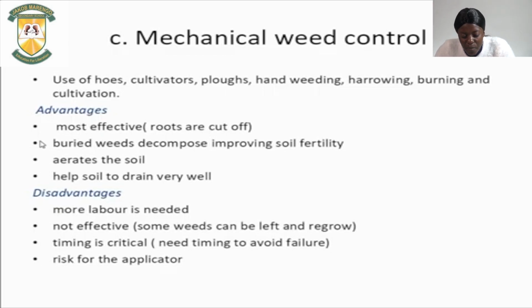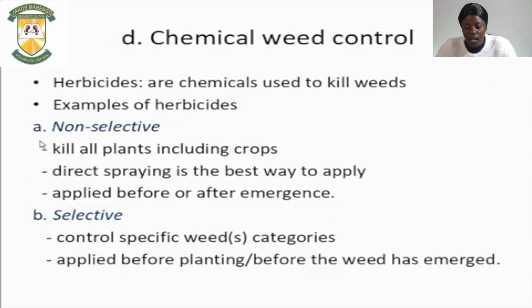Another disadvantage is timing is critical. This simply means that if the farmer fails to time when to remove the weeds in the field, it becomes a disadvantage because the weeds will grow and disturb the growth of the crops. Then it is also a risk for the applicator, especially those farmers with problems like asthma. You find that they will be at risk when using mechanical weed control.